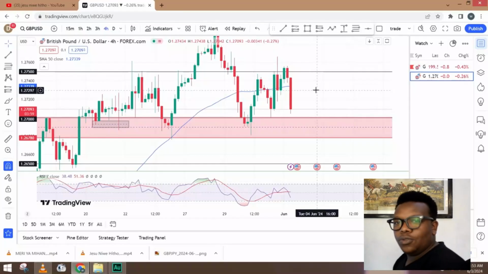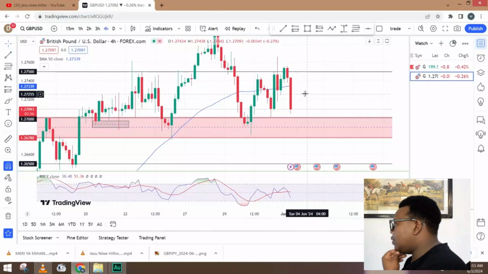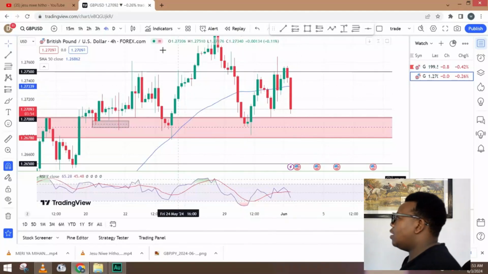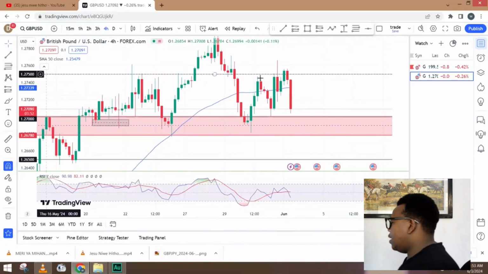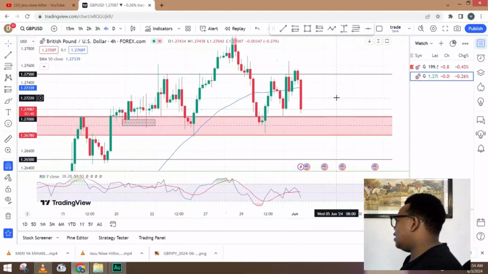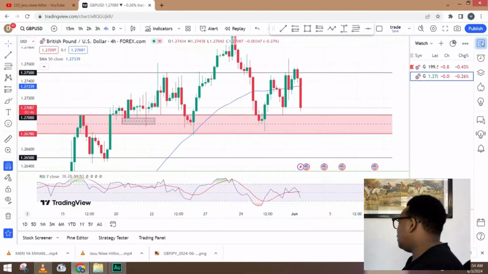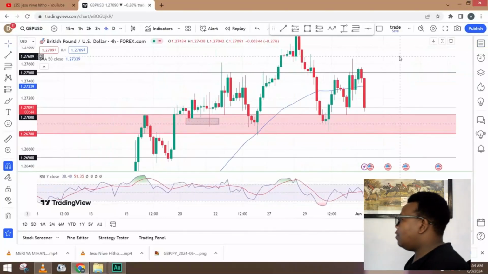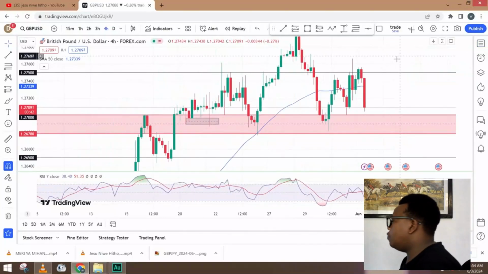For now, let me quickly switch to my computer so that I can show you exactly what I'm talking about. And here we are in GBP USD, and that's where we'll be doing our analysis. Let me start off my analysis so that we can move together.